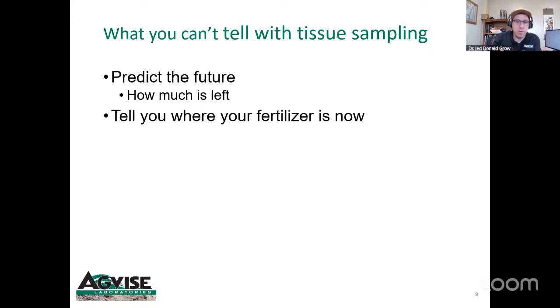You can't predict the future. Often people will go out and tissue test, like, okay, are we going to make it? Tissue testing can't tell you that. It can't tell you how much you have left. That needs to be accompanied with soil sampling, and we'll talk about that. And it can't tell you where the fertilizer is now.